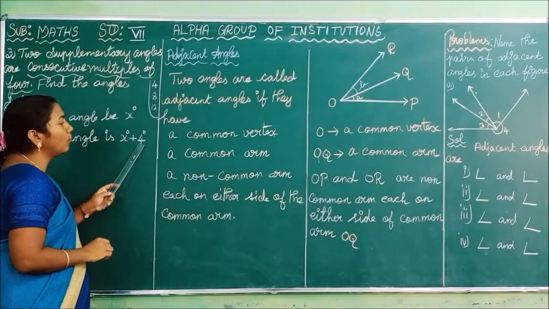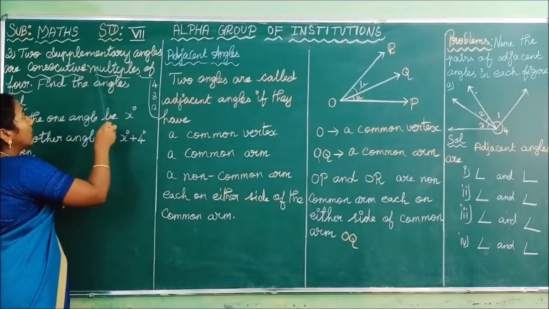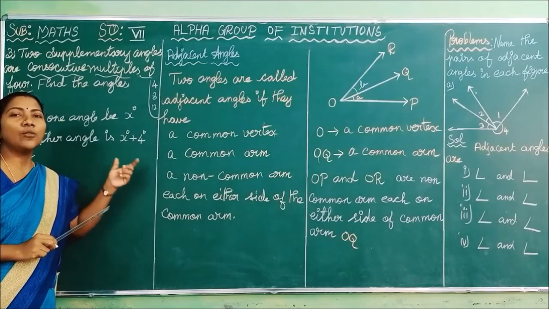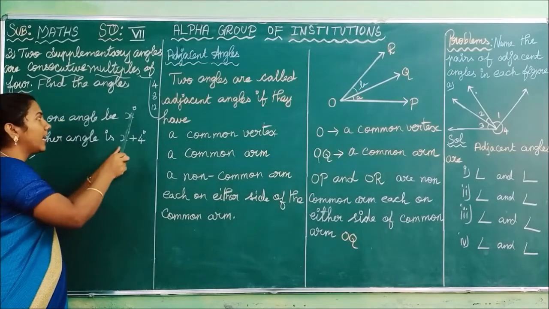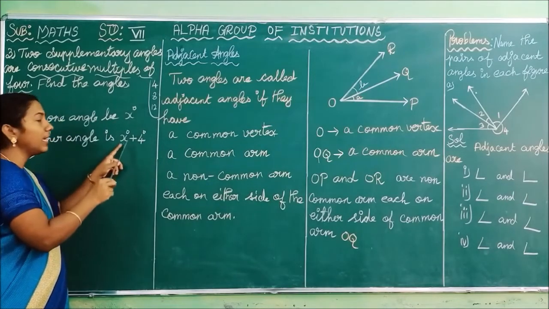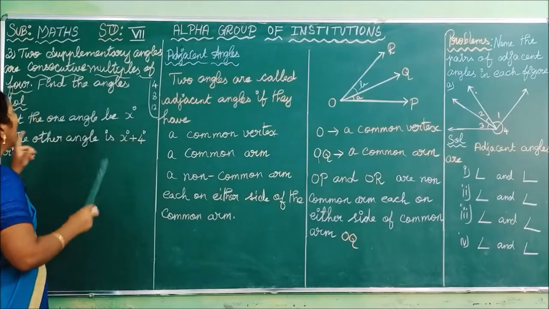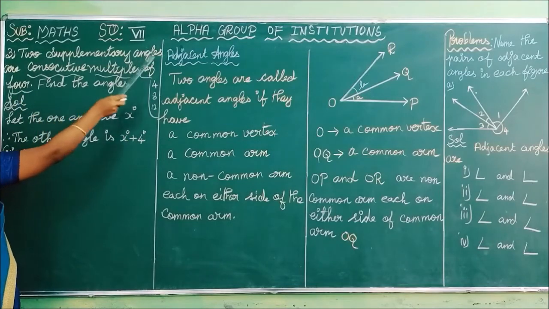Why are we adding 4 degree? Because they are consecutive multiples of 4. Suppose they are given as consecutive multiples of 5, then you have to write x degree, and the next angle will be x degree plus 5 degree. We understand, children, how we are writing? Okay. And also given, the two angles are supplementary.